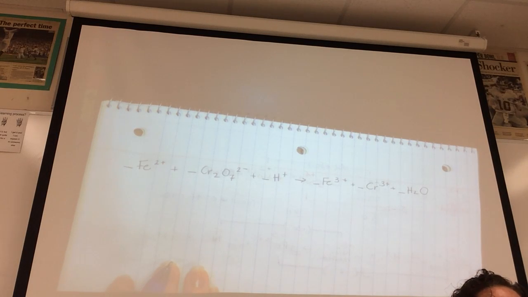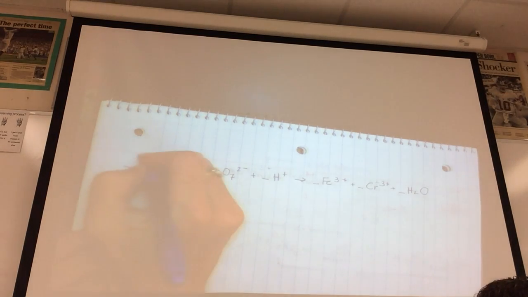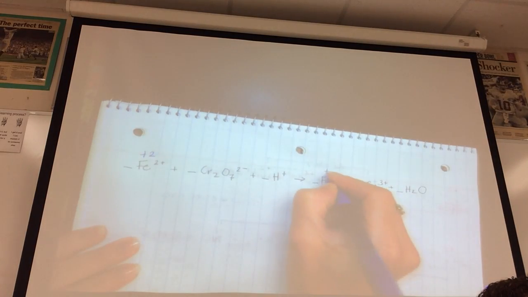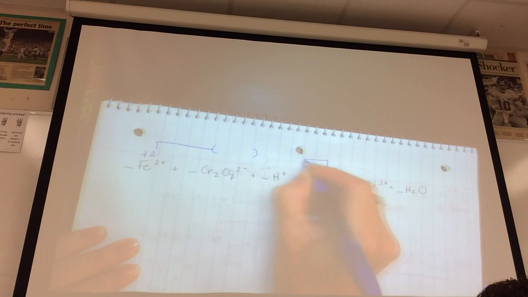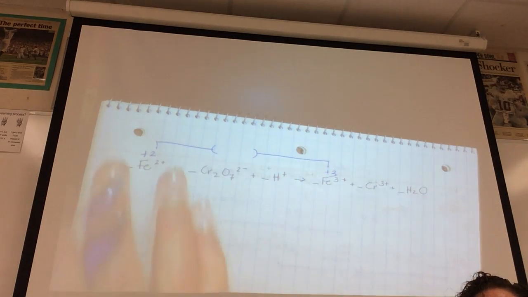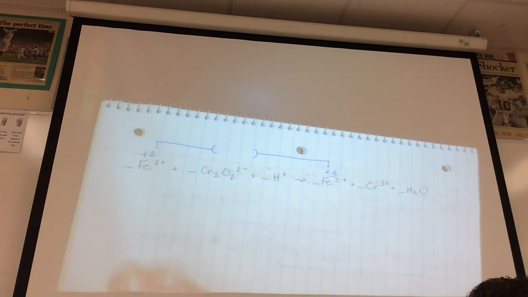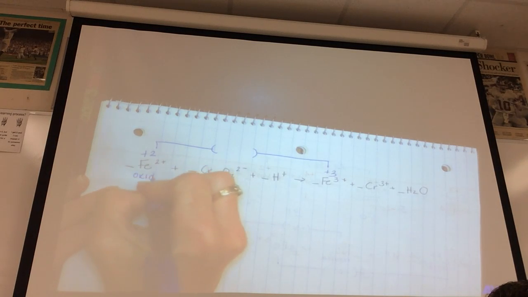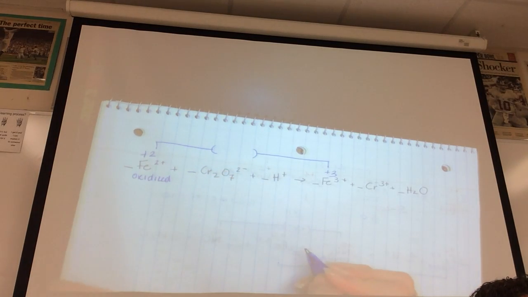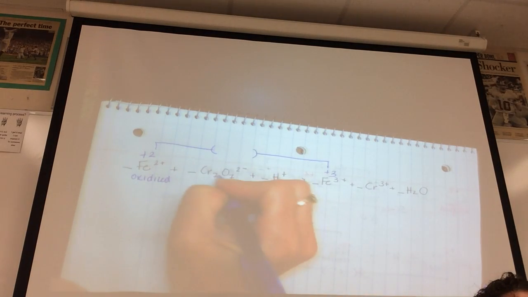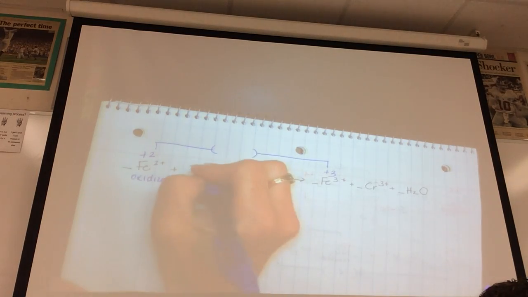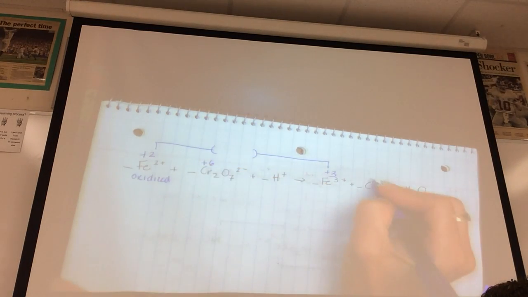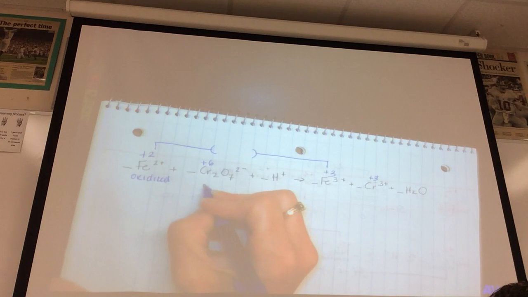What's changing? Iron. +2 to +3. Tiffany, oxidation number going up or down? Up. Oxidized or reduced? Right. You got it. Chromium. Remember dichromate and chromate, the chromium is +6. And that's why I gave you those earlier, because they're really going to stick.